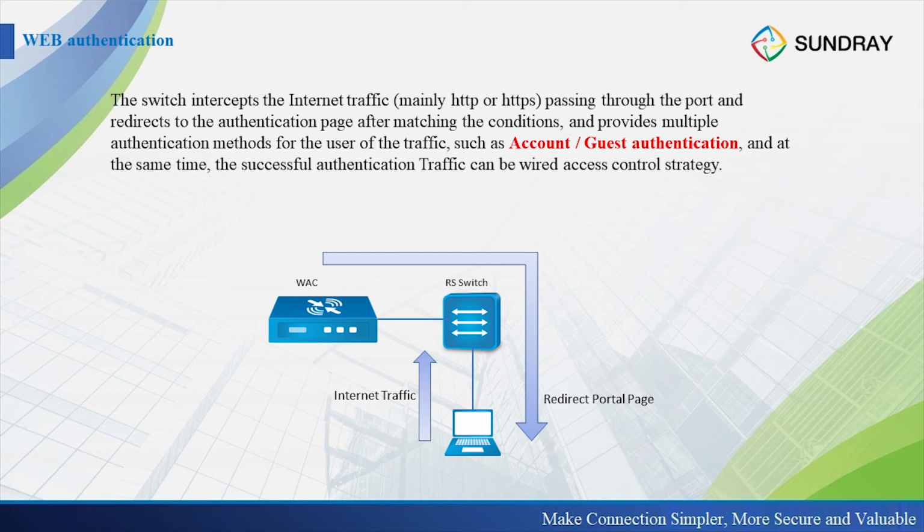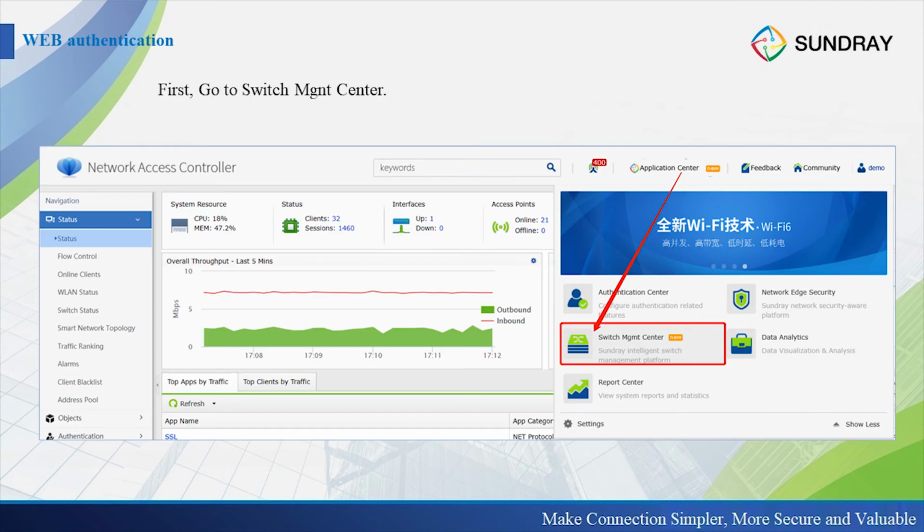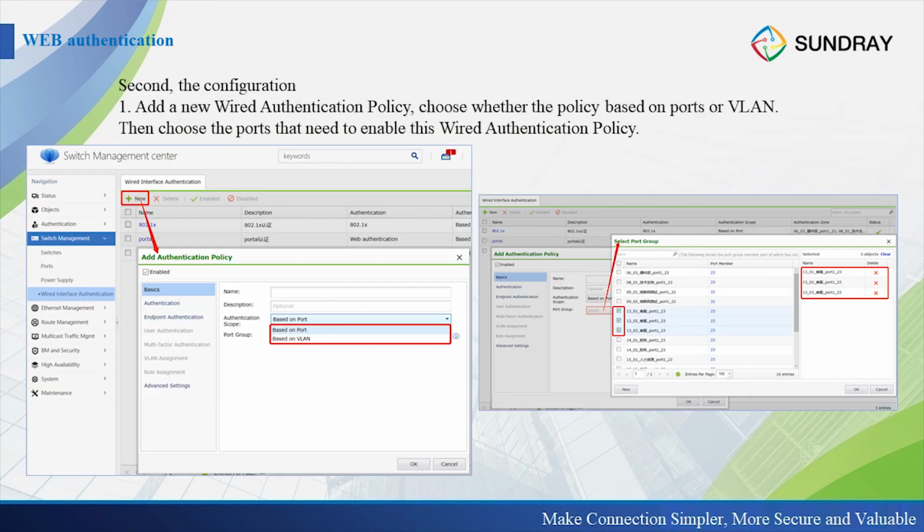This is the same with the wireless authentication. How to configure it? First, we go to the application center, to the switch management center. And second, in the switch management center, in wired interface authentication, we can add a new authentication policy.